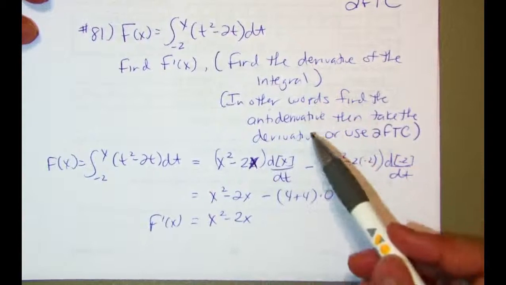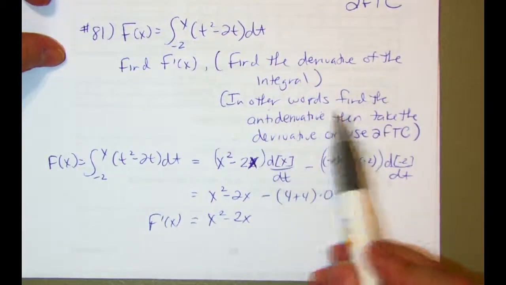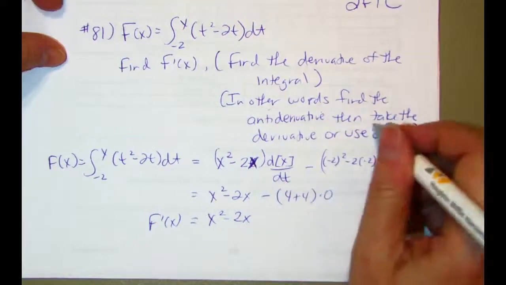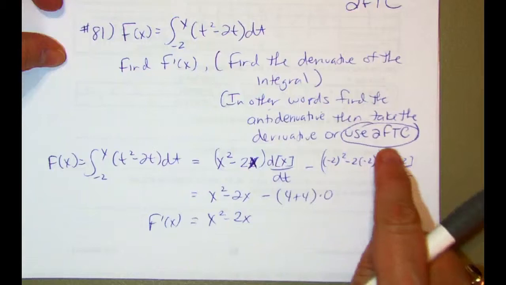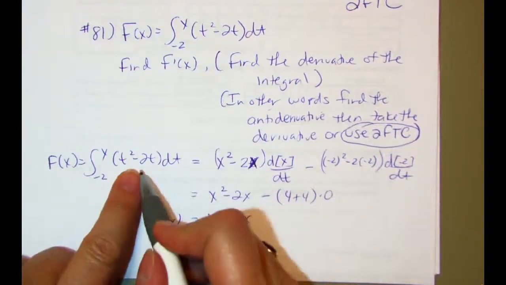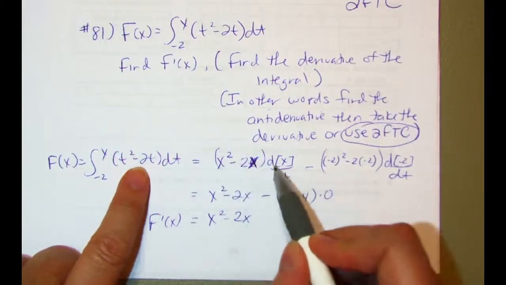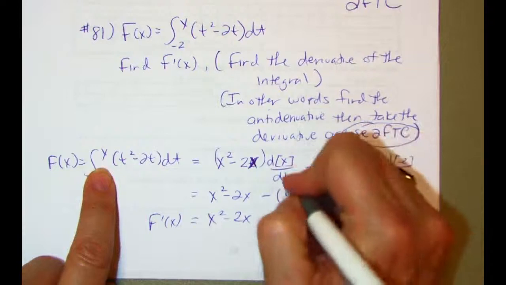And I just wrote that in words. So I'm going to find the derivative of the integral. In other words, find the antiderivative, then take the derivative, or I'm going to use the second fundamental theorem of calculus. I'm going to show you this. So again, I just rewrote it, and then it tells me to take this function here and replace it with this b value. So x squared minus 2x times the derivative of x with respect to, again, x, not t.